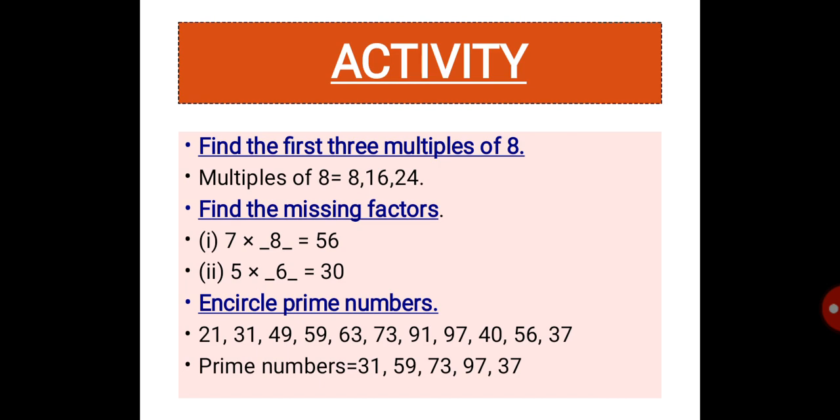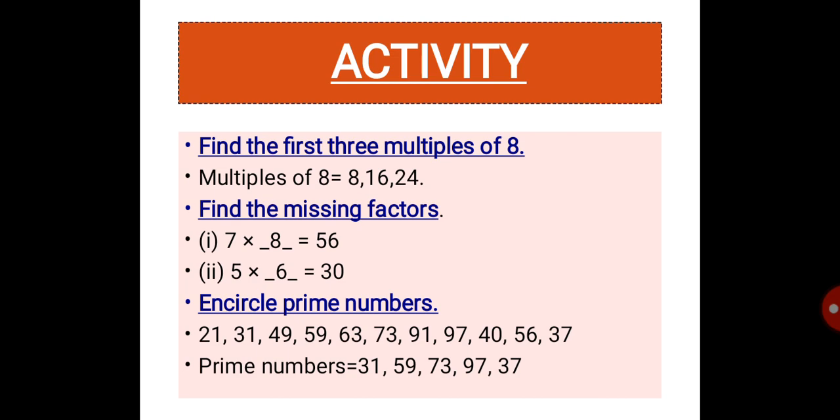Now the second question is find the missing factors. Here 7 into blank equal to 56 and we have to find the missing factor. I have written 8 here. Why? Because when we multiply 7 by 8, then we get 56. And similarly in the second question, when we multiply by 6, we get 30. So in the first part 8 is the missing factor and in the second part 6 is the missing factor.